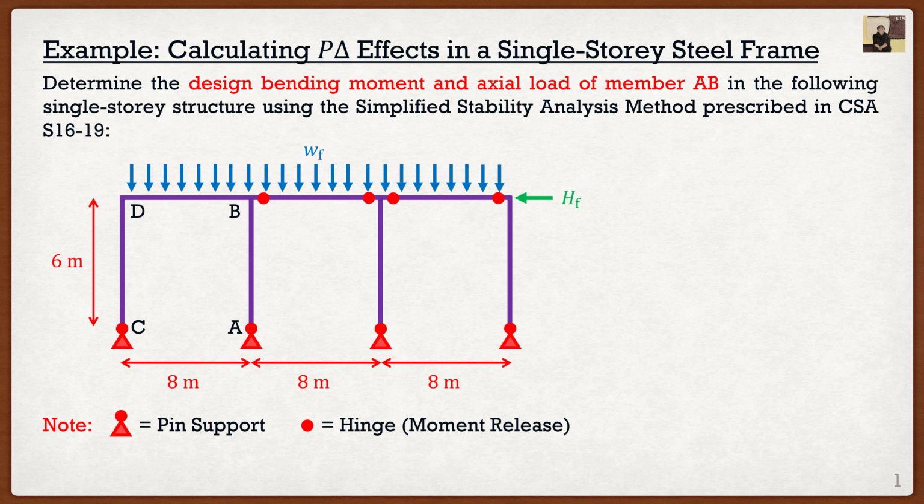In this example video, we'll be determining the second order, or P delta effects, in the single-story frame using the simplified stability analysis method prescribed in CSA S16-19. It should be stated that this method entails two first-order analyses, one for gravity loads and a second one for translational loads, and both of these analyses will be conducted in the structural analysis program S-frame.